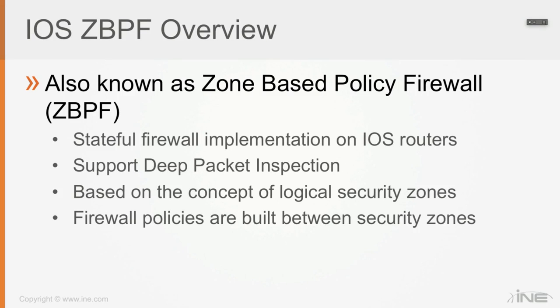So it's a stateful firewall implementation on the IOS routers. It supports deep packet inspection or application inspection. The engine inherits a lot of things from the CBAC world, but zone-based policy firewall has way different functionality, and it's very different, built very differently behind the scenes as opposed to CBAC. It is based on the concept of logical security zones, and firewall policies are built between security zones.